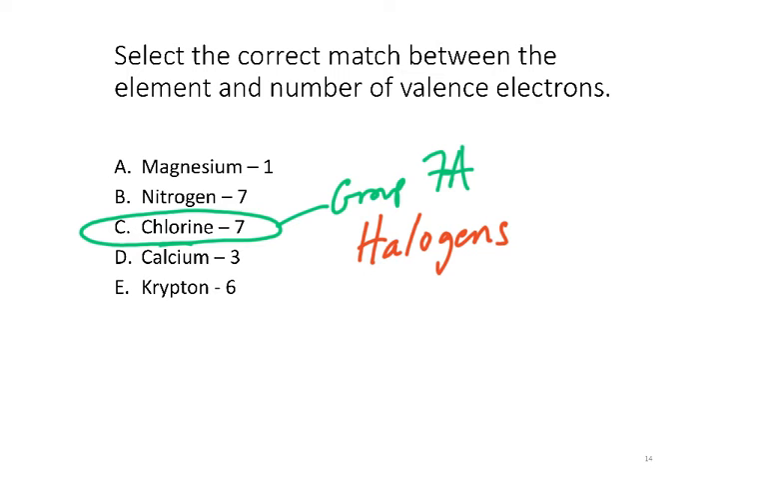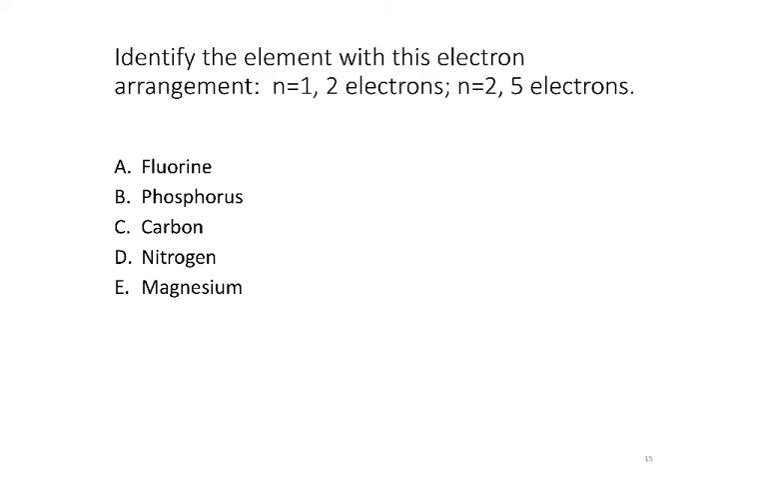Okay. Here's another question, multiple choice. Identify the element with this electron arrangement. There are 2 electrons in the n equals 1 and 5 electrons in the n equals 2. What is it? Okay, if you answered for yourself, you're back.